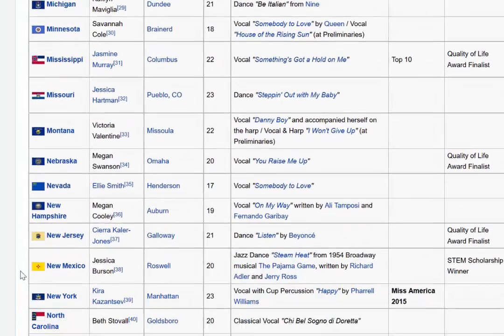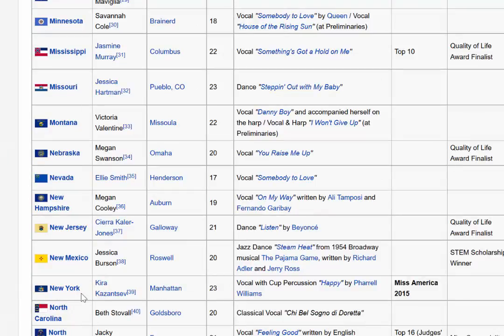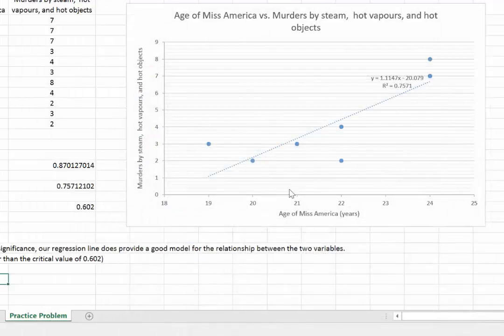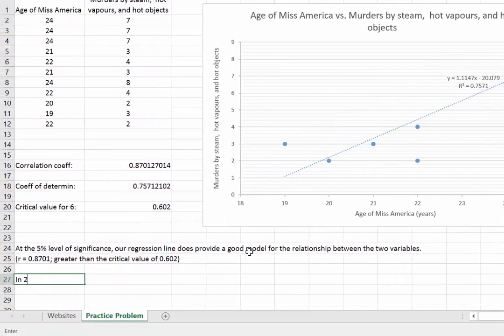Okay, so it said in 2015, the winner was from New York, and her age was 23. So in 2015, the age of Miss America was 23. Okay, so we're going to use the regression line. This says it's a good model, so we're going to use the regression line to predict the number of murders by steam, hot vapors, and hot objects in 2015.